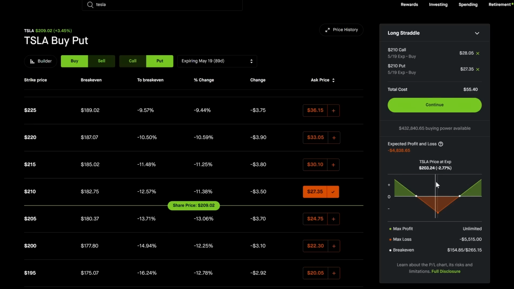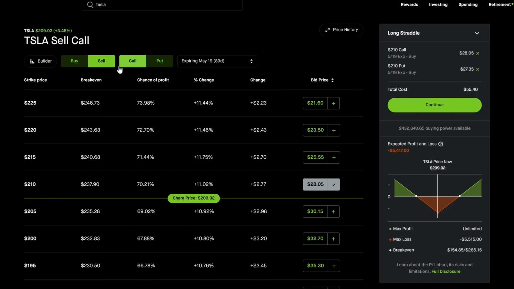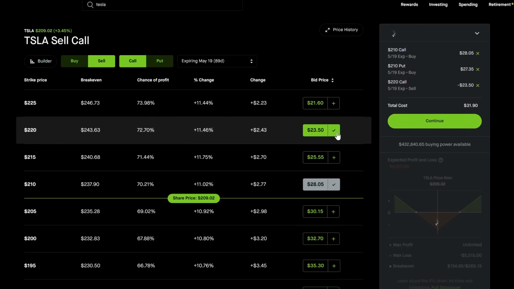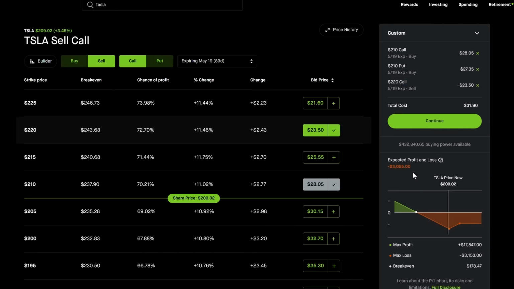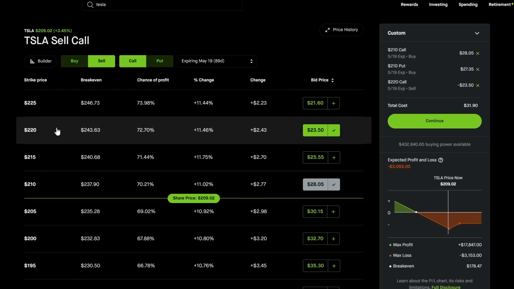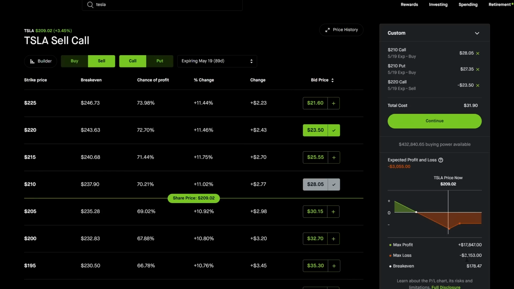Now, for you to reduce this max loss, okay, so this is a long straddle that's kind of expensive. For you to reduce this cost, now you can go to sell call, okay? You can actually sell, let's say we're at the 210, we can sell the 220. So when I sell this 220 right here, it's going to basically cut off my gain by a lot. Like I can't make any more money than 220. However, my max loss has significantly decreased from 5,500 to 3,153.